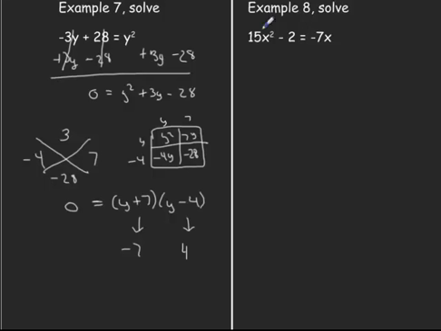So 8 is an awful lot like 7. This time the a, the coefficient of the second degree term, is positive on this side, so I'm going to bring this over here. So it's going to be 15x squared, add 7x. Why add? Well, how do I get rid of a negative 7x? I add it. And then minus 2.